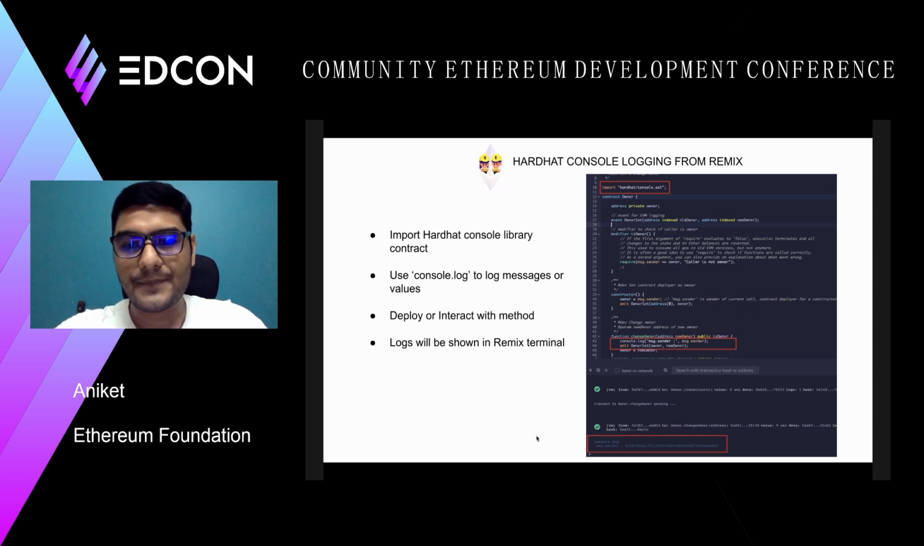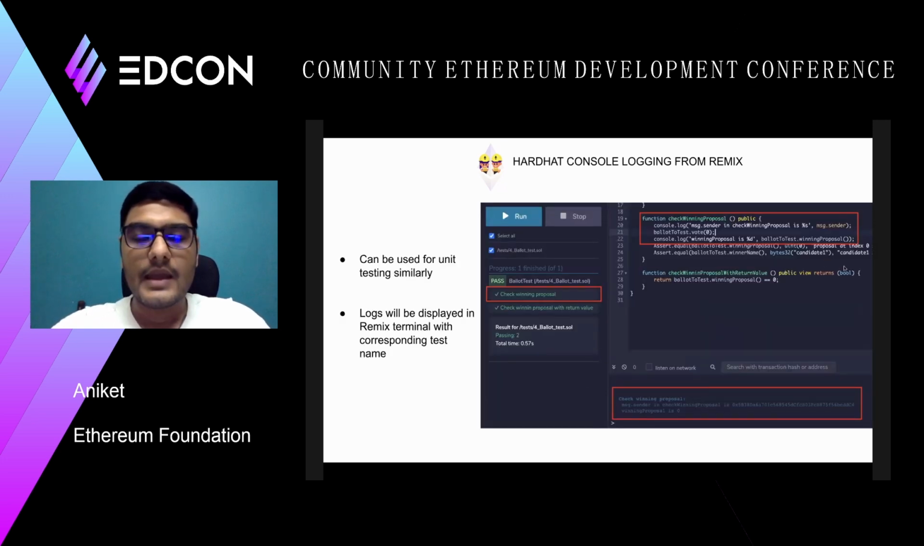Yeah, next slide. Similarly, this logging can be used in the Solidity unit testing plugin. That can be a great thing when you are writing unit tests for your smart contract. You can just add some logs to check the values, as shown in the first block, where we have written two console logs in the test case. Then when you run that test case, it will show those logs in the Remix terminal itself. It will also contain the test name so that you can be clear about which test case these logs are for. So next slide, Rob.